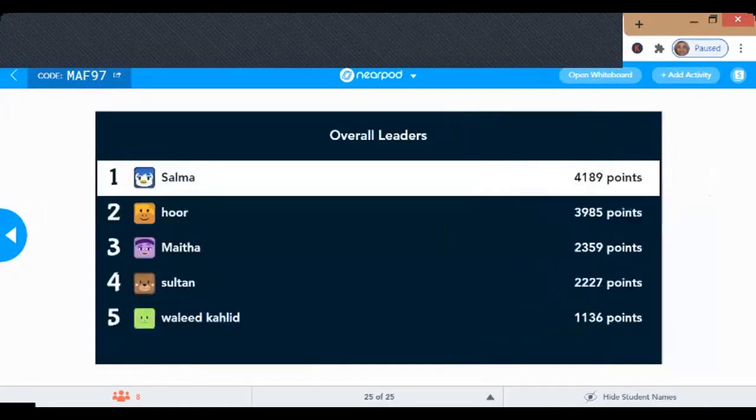And Sultan is also trying to get more points. Very good. So today we learned how to find the age of the earth or a rock with the help of layers.